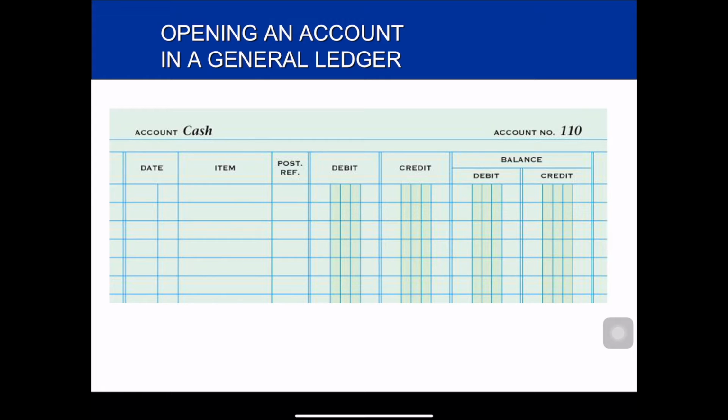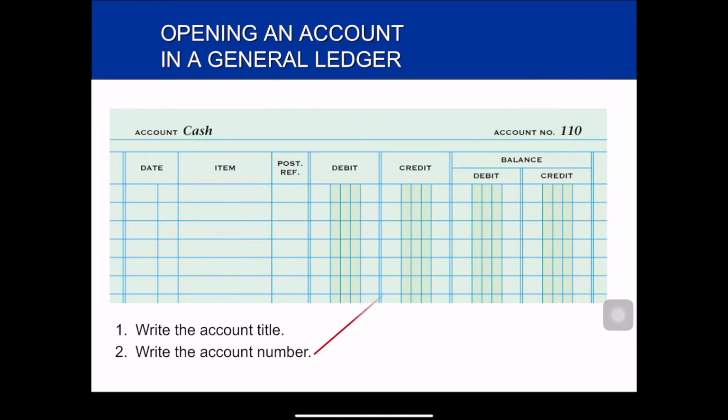When you open an account in a general ledger, each account will have an account form in the general ledger. And again, we took a look at this before: the date, the item, post-reference for cross-referencing. This is where you're going to transfer the number and then we will figure out the balance. But for right now, to open a general ledger account, there are two steps. You're going to write the account title and you're going to write the account number, and that's opening your account. Right now, since we are starting a new business, none of your accounts will have balances as of right now.